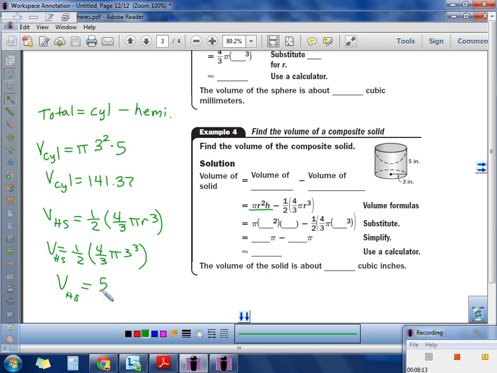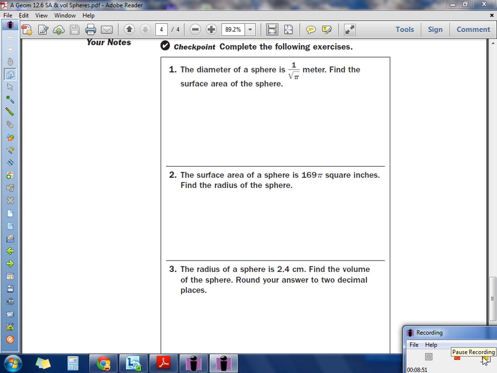So we get 56.54. Now we've already talked about what we do to get our total. We just subtract these two values. We subtract the 56 from the 141. So that's pretty easy to get our total. Total equals 141.37 minus 56.54. And what do we get for that total? 84.83. And what are our units on this problem? Inches cubed. Good.